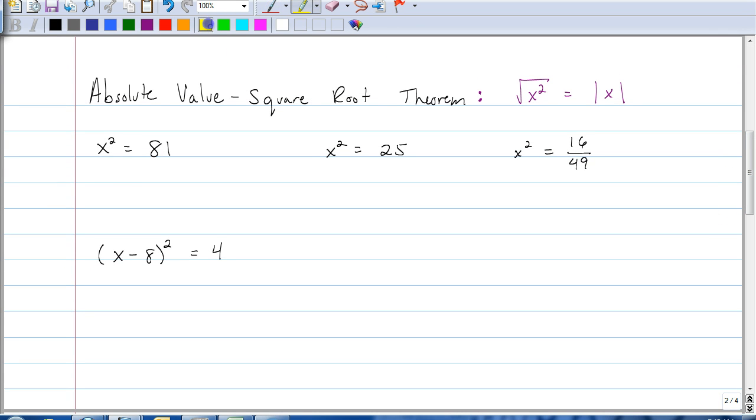It's important that you understand this formula, or this theorem. It's called the absolute value square root theorem. And the absolute value square root theorem is given right here. It's that if we have the square root of x squared, that's equal to the absolute value of x.